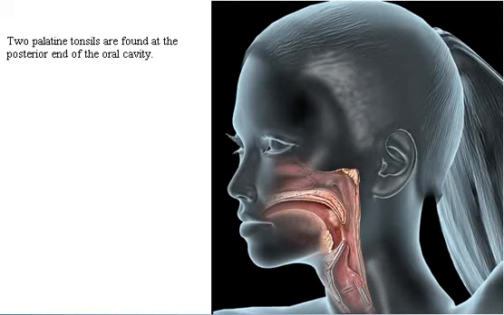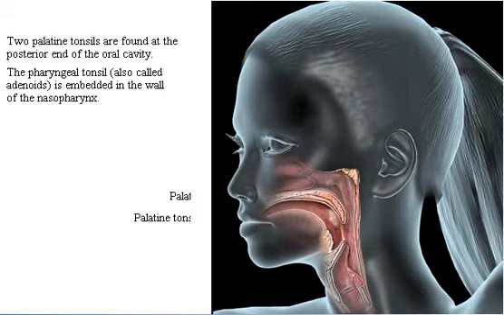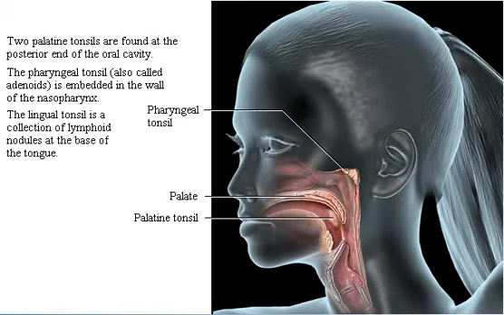Two palatine tonsils are found at the posterior end of the oral cavity. Click the palatine tonsil. The pharyngeal tonsil, also called adenoids, is embedded in the wall of the nasopharynx. Click the pharyngeal tonsil. The lingual tonsil is a collection of lymphoid nodules at the base of the tongue. Click the lingual tonsil.